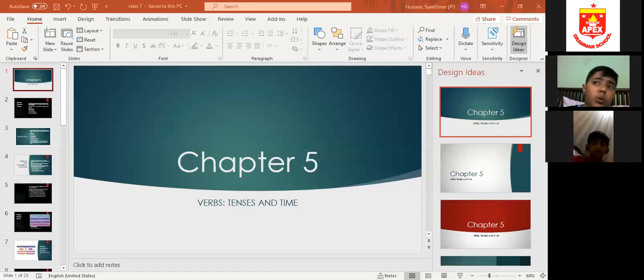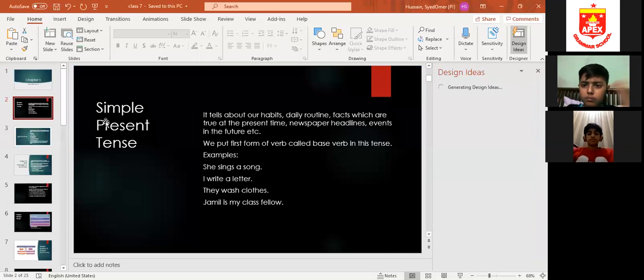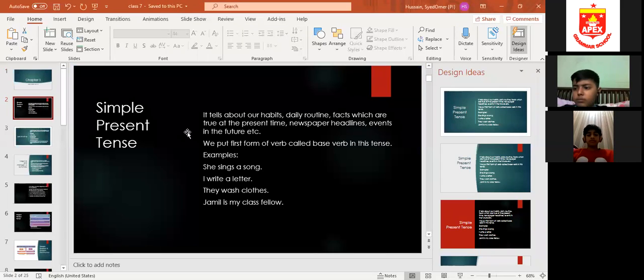Tenses are divided into three types: present, past, and future. Okay, and further they are divided into four types. So we are going to start from the simple present tense. Remember one thing: simple present tense tells about our daily routine.